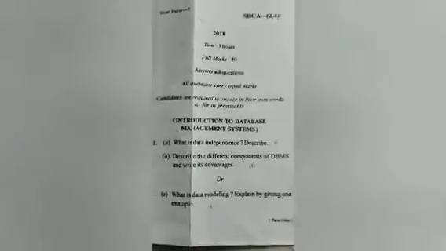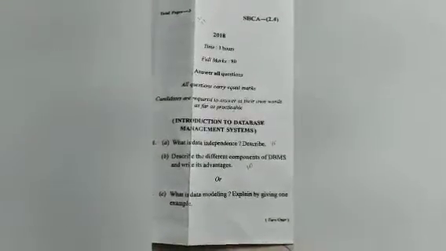Three level architecture of DBMS, and what is DDL, DML and DCL, all the things. Then coming to the 2018 question. You see, same question. What is data independence? Describe.